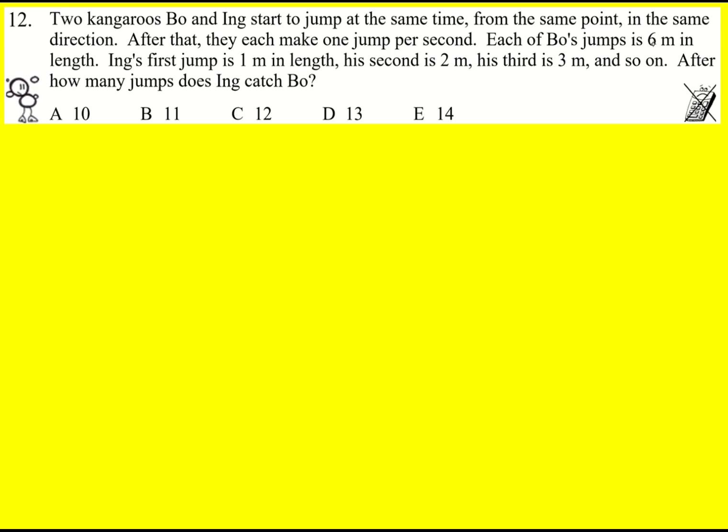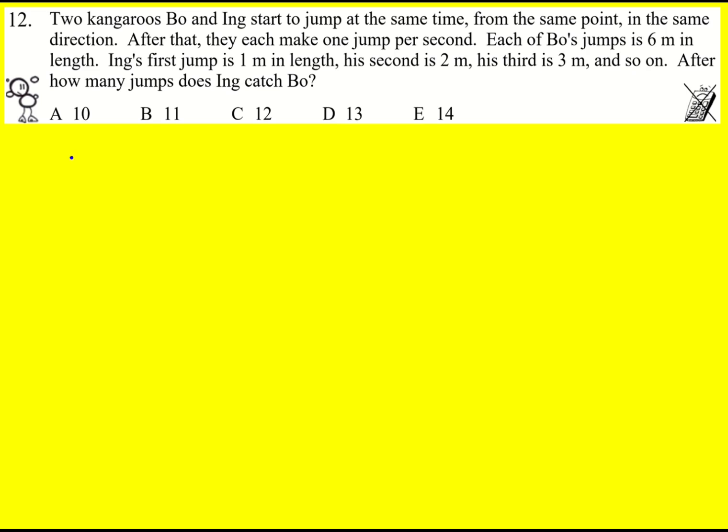Bo is jumping 6 meters every time, whilst Ing starts with 1, then 2, then 3, and so on. So Ing's going to be jumping a smaller amount and getting behind. But at some point, when he starts going 7 meters, 8 meters, 9 meters, it's going to start catching up. So at some point, it's going to catch Bo up.